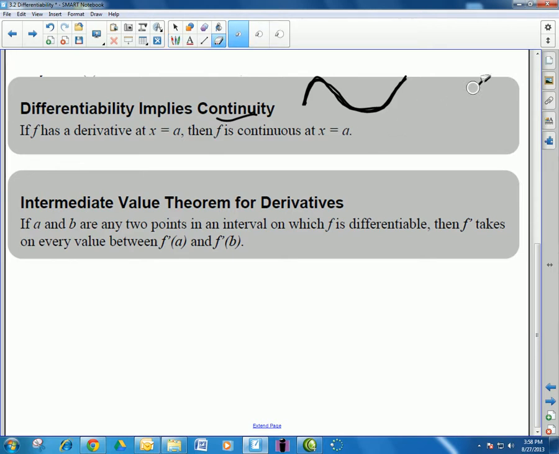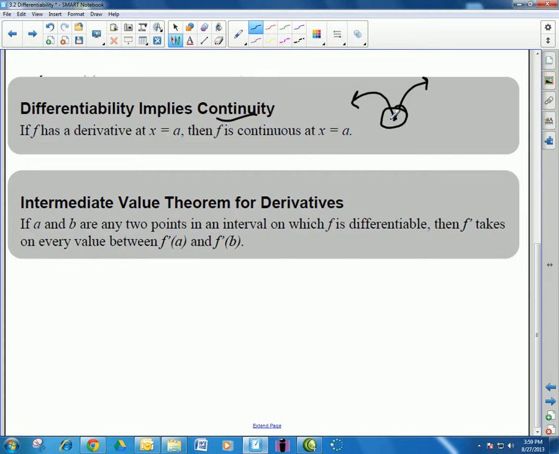Now, this does not go both ways. What I mean is, yes, differentiability implies continuity, but if I tell you that a function is continuous, that does not imply differentiability. Because look, this function right here is continuous. I hope you agree because I was able to draw that without picking up my pen. However, it's not differentiable at this point, so that doesn't imply that it's always differentiable. So it goes one way, not necessarily the other way.